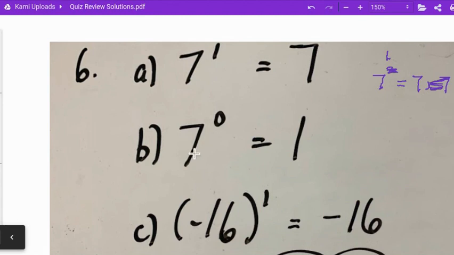The next one, 7 to the exponent 0. Now, a common mistake with this is that people think it's 7 times a 0, but it does not mean that.